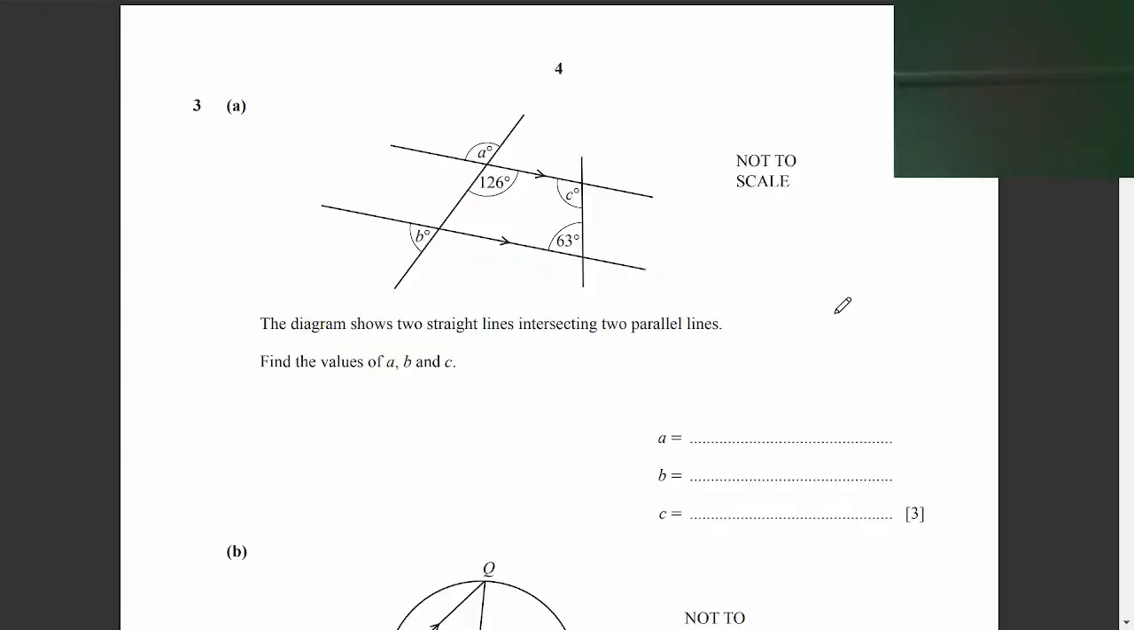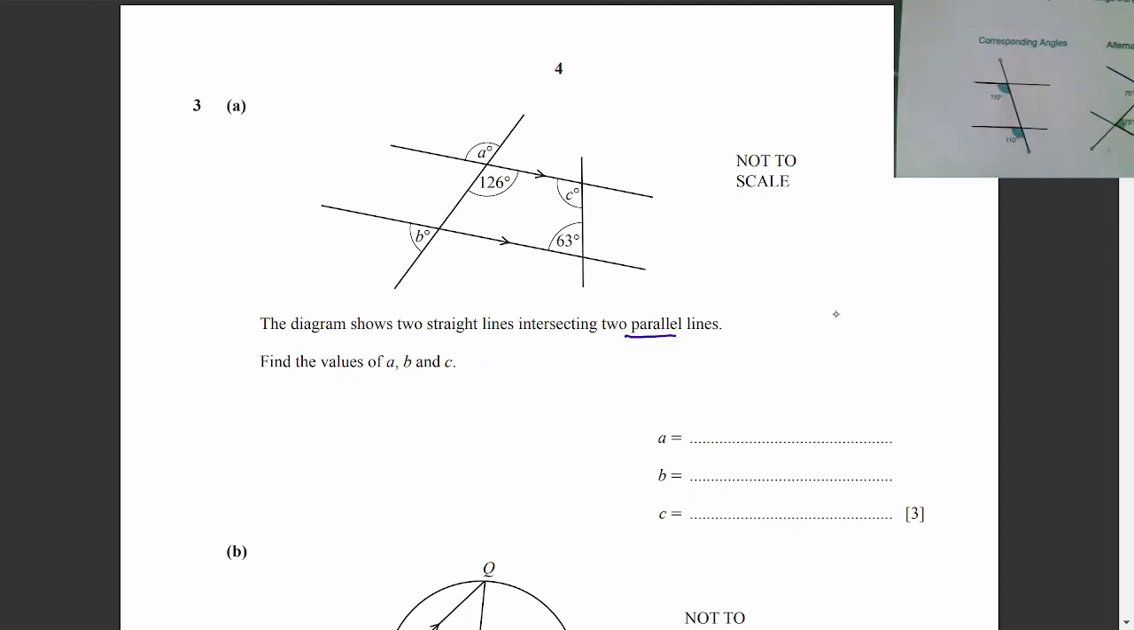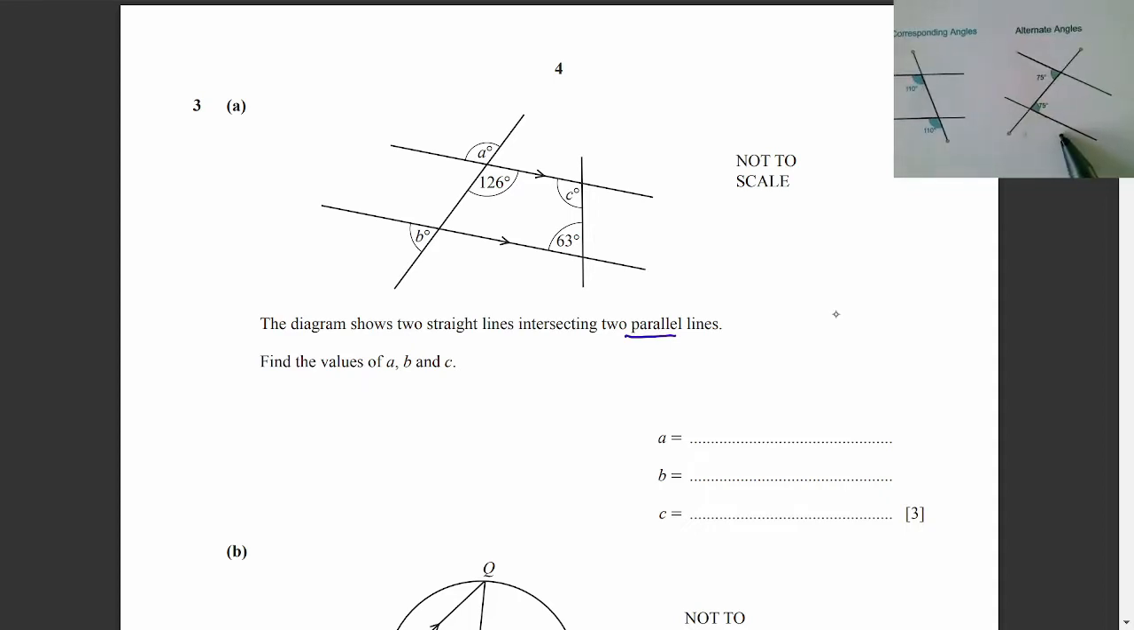Question 3a. Angles. The diagram shows 2 straight lines intersecting 2 parallel lines. The moment you read parallel lines, you need to think immediately: corresponding angles, or the old F angles, alternate angles, or the old Z angles, or interior angles. So these are the things we're going to look for. To find A though, got nothing to do with the parallel lines. This is basic vertically opposite angles. So A is 126.